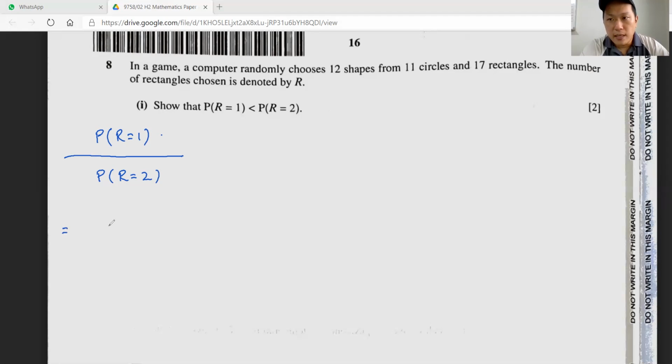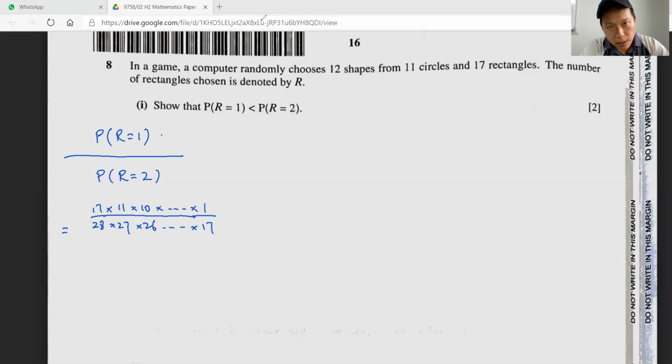First of all, how do I get one rectangle? Let's just say that the first draw is a rectangle. I know it doesn't have to be the first draw, but I just say it is. So 17 over 28. And then I'm going to get a second draw that is not a rectangle, so it has to be a circle, right? So 11 over 27, 10 over 26. Don't worry, I'm not going to do this 12 times. So dot, dot, dot, and then the last shape that I'm going to choose is also a circle, so 17 over, yeah, after 11 things done.